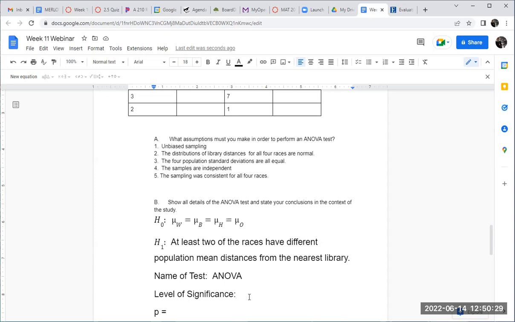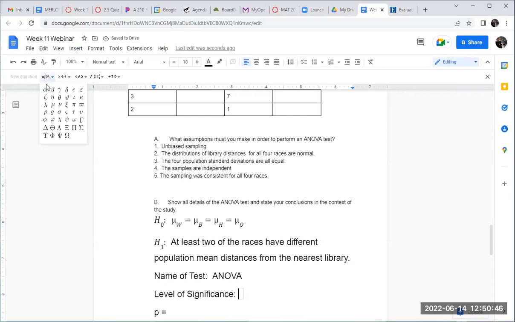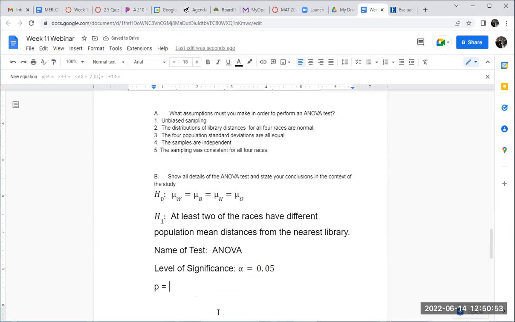Okay, what do you think a good level of significance would be for this particular example? 5%. Yeah, 5% or 0.05. So alpha equals 0.05. Okay, because this is social science, right? Distance from the library for different races, that's about as social science as it gets, right? And social sciences pretty much always use 0.05. Any questions on level of significance?